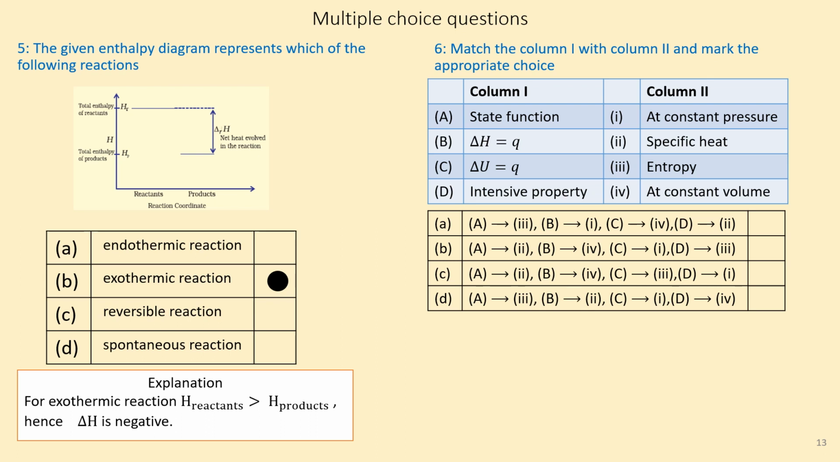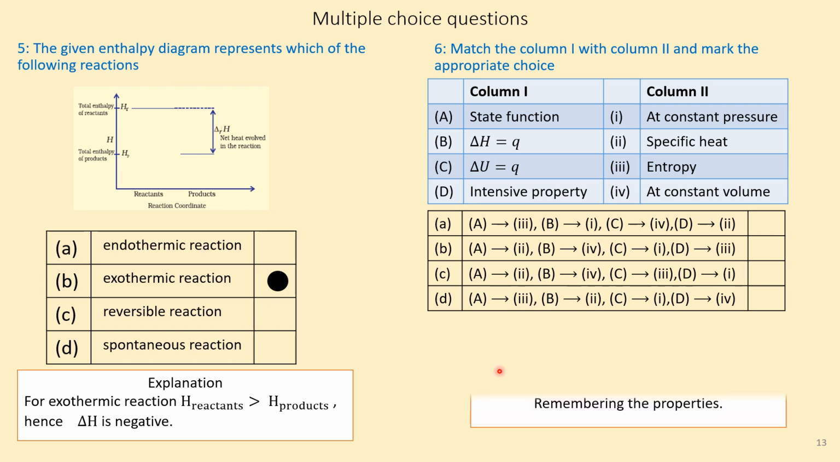In column 2, serial 1 is at constant pressure, serial 2 is specific heat, serial 3 is entropy, and serial 4 is at constant volume. You have to match it correctly.